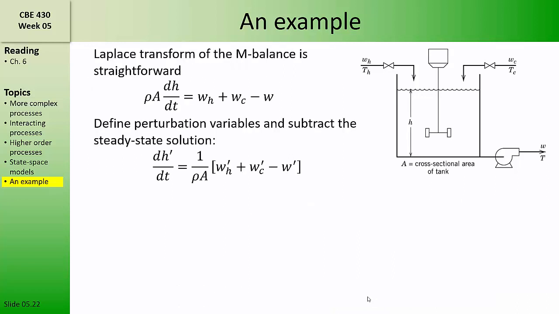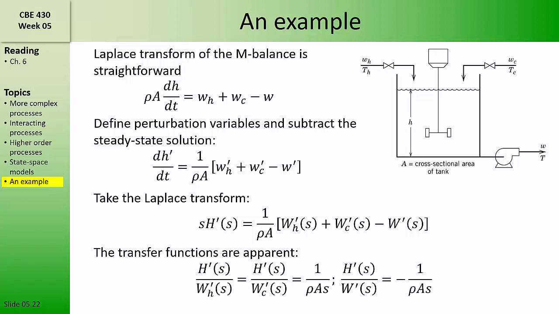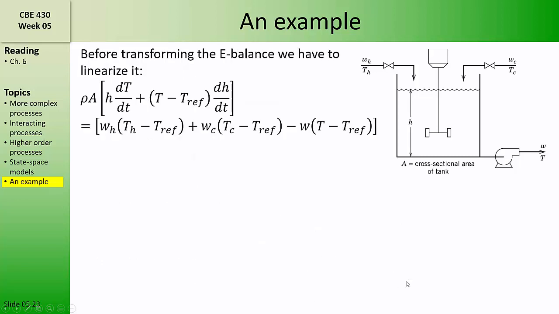To take the Laplace transform of the material balance, we'll first define the perturbation variables, subtract the steady state form of the material balance from the dynamic form, and then substitute the perturbation variables into the dynamic equation. Remember that writing this in terms of the perturbation variables simplifies taking the time derivative, so that we don't have the initial condition appearing on the left-hand side. The transfer functions relating the inlet flow rates and the outlet flow rate to the level in the tank, not surprisingly, are integrators. For the enthalpy balance, we cannot take the Laplace transform because this is a nonlinear equation.